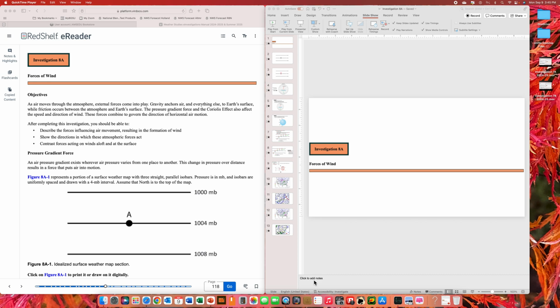For investigation 8A, which is called Forces of Wind, I think a more appropriate title for this investigation would be Forces that Act on the Wind, and that's exactly what we're going to be doing here today.